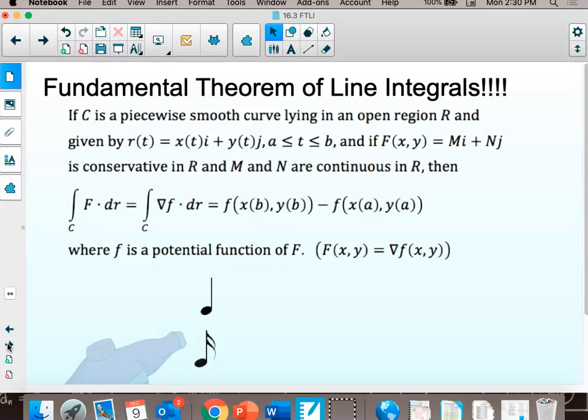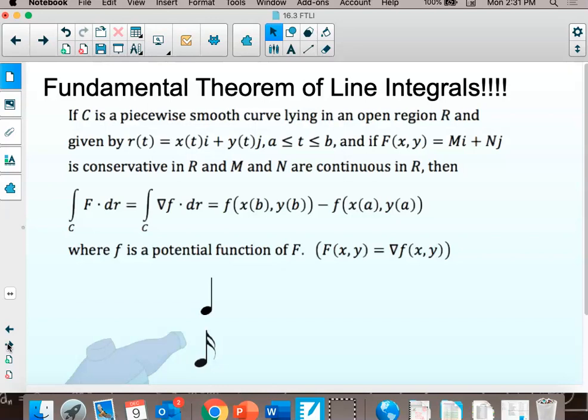However, there's another little fun thing about this. So this is big F. This is the gradient of little f. So what it's saying is that little f would be the potential function for big F. The derivative of little f would be big F. So if you can find the potential function for big F, it's just the potential at point B minus the potential at point A. So you end up getting something that's really similar to a traditional integral.